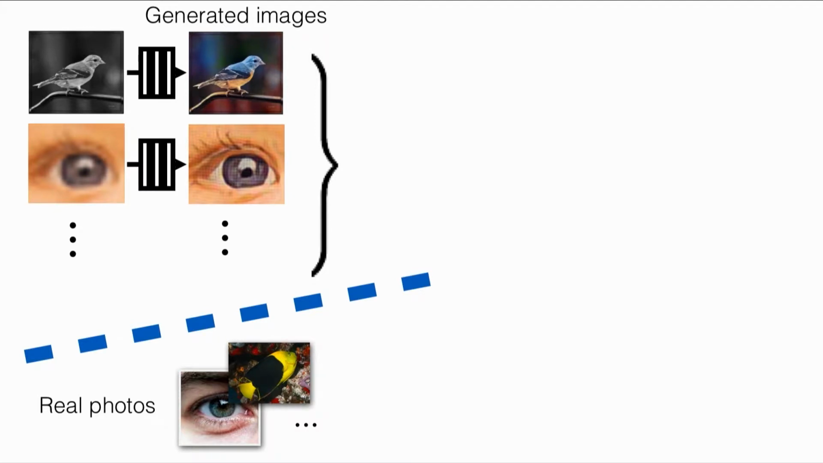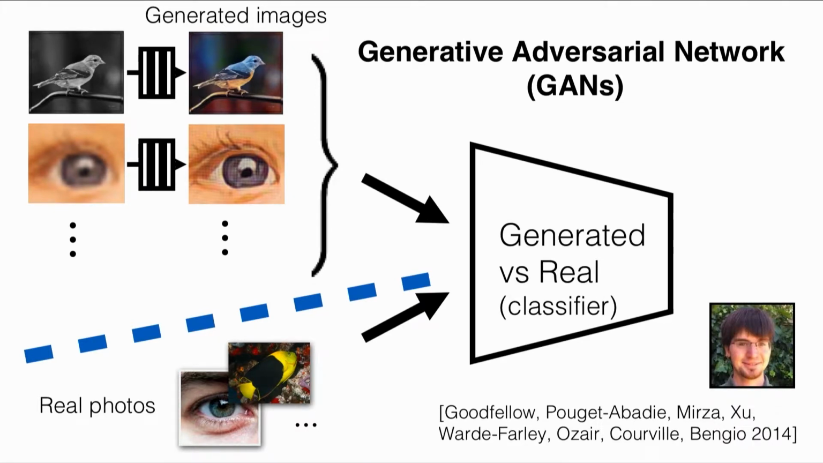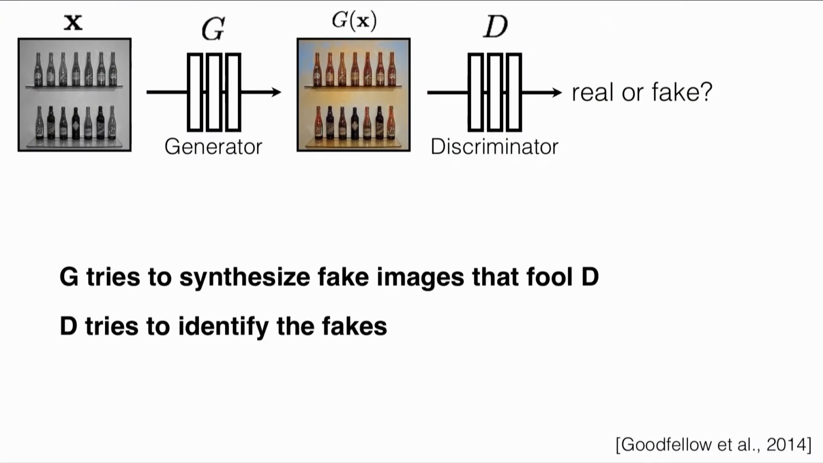Luckily for us, around that time, Ian Goodfellow came up with this wonderful work, generative adversarial networks, that basically replaces the Turkers with another network. As hopefully most of you know, it's a classifier that classifies whether it's a real image or a fake image. And then you can backprop through that, and great things happen. So you have your generator, and on top of that you put a discriminator. The generator tries to synthesize fake images that fool D, and D tries to identify the fakes.